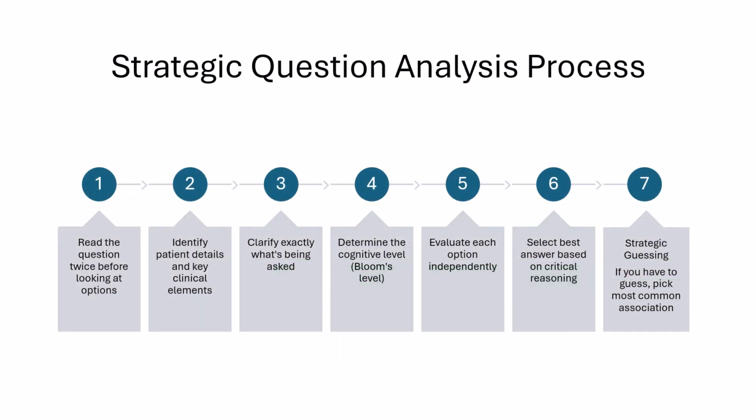Here's your systematic approach. First, read the question twice before even looking at the options. This prevents bias. Identify all patient details and key clinical elements. Be crystal clear about what's being asked. Determine the cognitive level so you know how to approach it. Then, evaluate each option independently before making your selection. You can almost always rule out one option. And remember, if you must guess, do it strategically by selecting the most common clinical association. Exams rarely test rare exceptions.